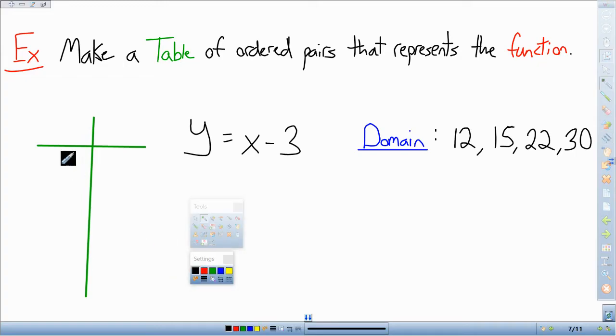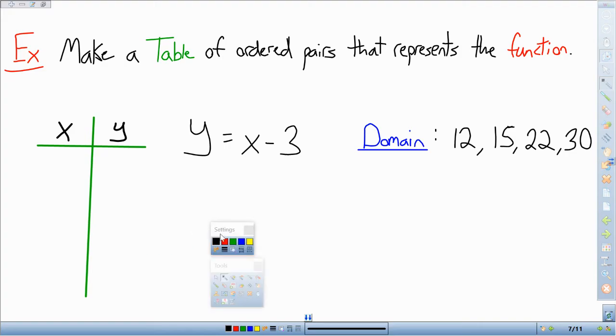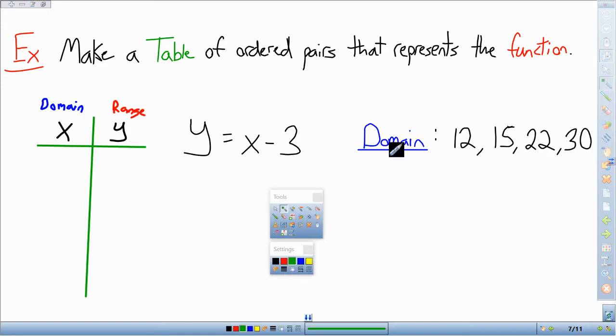The left column will always be our x values, our inputs. The right column will always be our y values, our outputs. Another word to represent that is domain and range, which wouldn't be a bad idea. Let's go ahead and put that above this, to show that this is the domain, this is the range. The reason why is because if you notice, they're giving us the domain, the x values for our function.